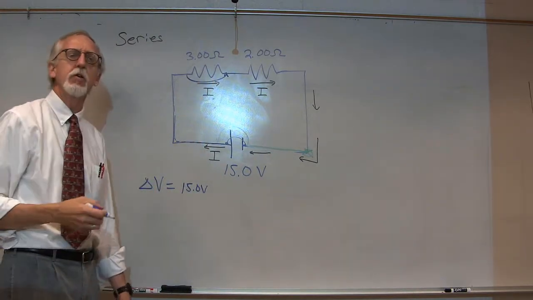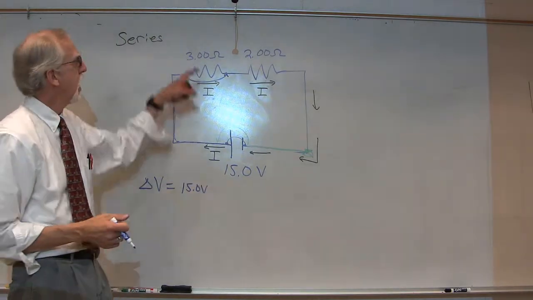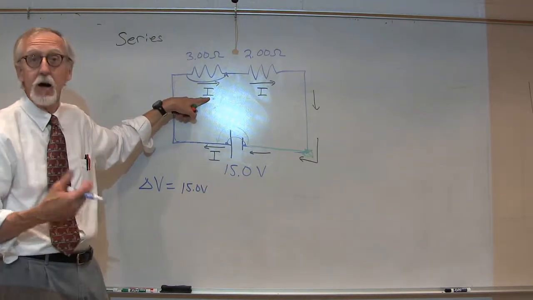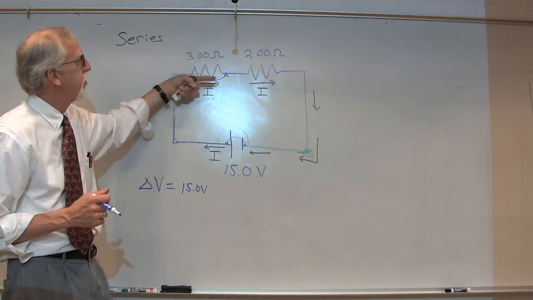Now, what's the voltage across the resistor? Well, we know for a resistor, V equals Ri. R is 3 ohms. I is I. We're trying to figure that out. But keep in mind now, we're going with the current.